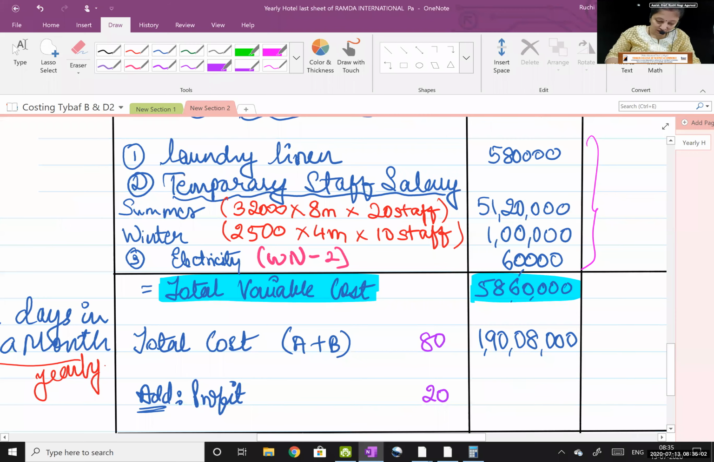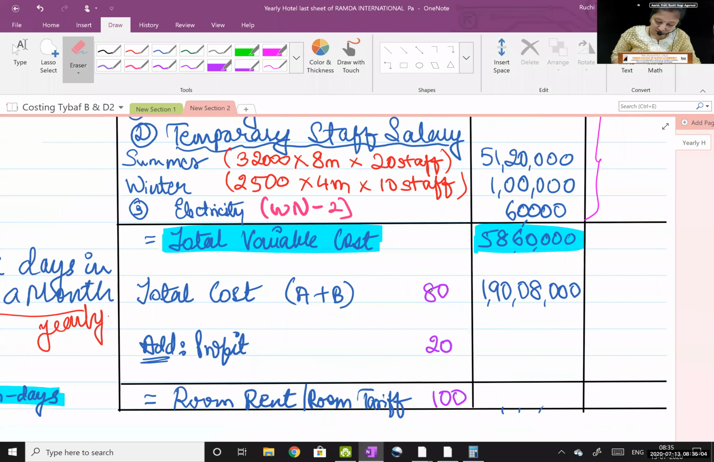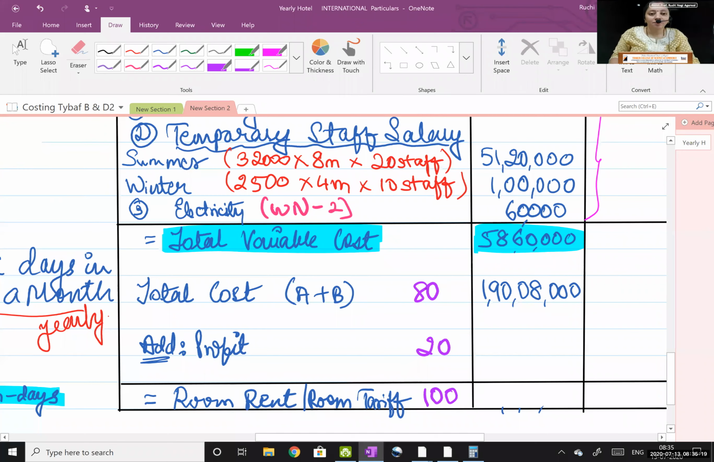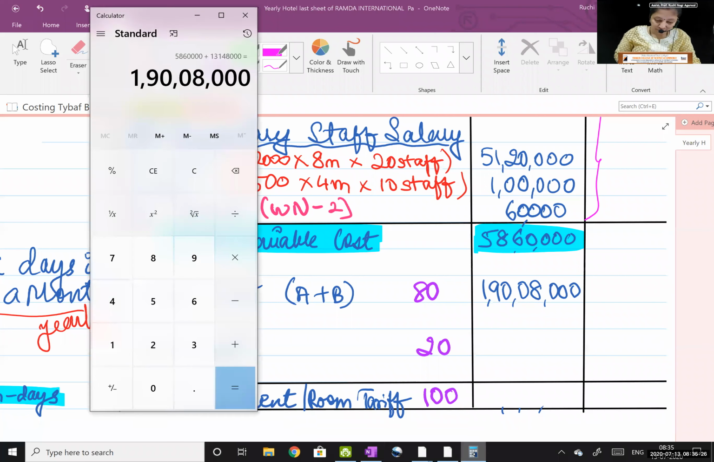So my base is going to be 100. This is what I have done. The base is always 100. Profit is 20. Go reverse: 100 minus 20, my cost is 80. Clear? Now cross multiply. 1 crore 90 lakhs 8,000 into 100, divided by 80. My answer is 2 crore 37 lakhs 60,000.